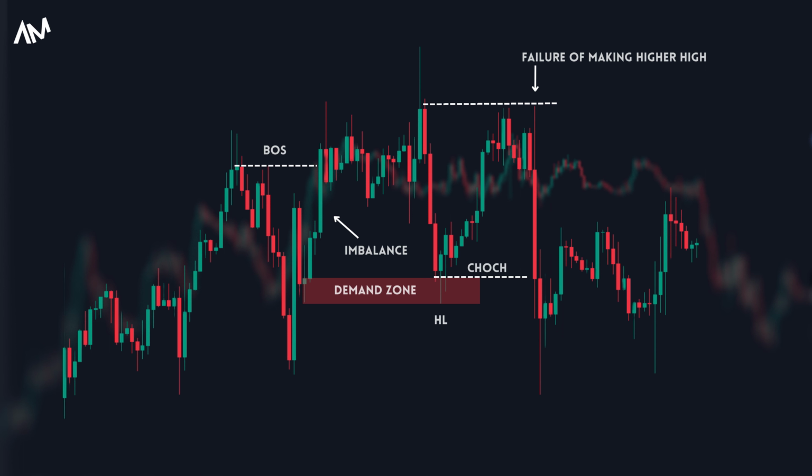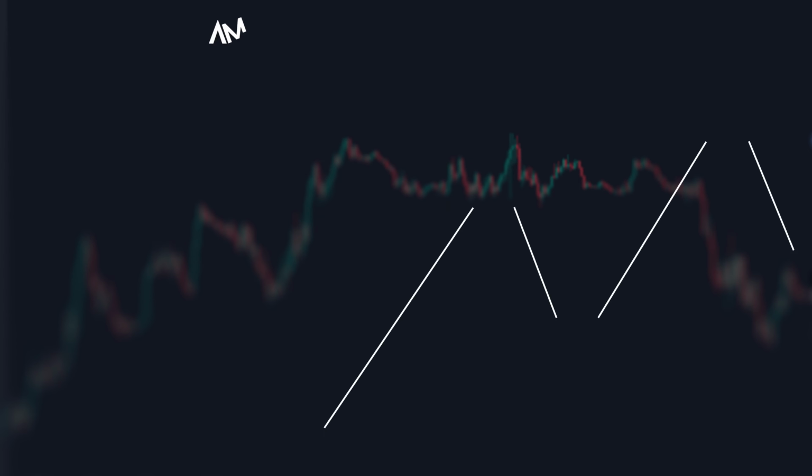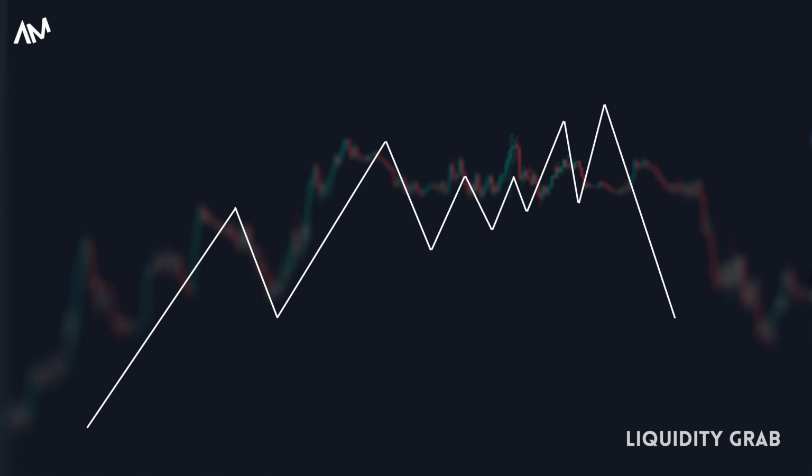Thus, a valid change of character occurred, leaving an optimal supply zone for us to enter. As soon as the price reaches this level, we may initiate a short position and set our take profit at an unmitigated demand zone. Next up, liquidity grab pattern.